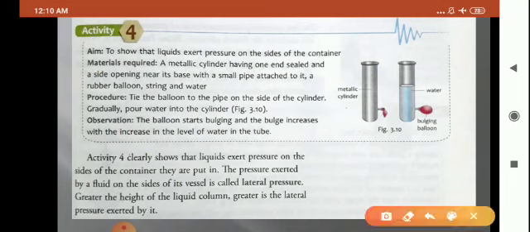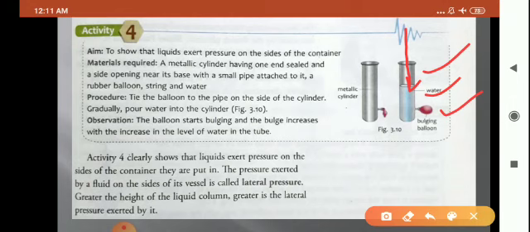This bulginess of the balloon shows us that as we started pouring water in the metallic cylinder, the balloon started bulging, means something is forcing this balloon to bulge. So what is that thing which is forcing the balloon to bulge? That is the pressure exerted by the water at the side of the container, which is forcing the balloon to bulge outwards.